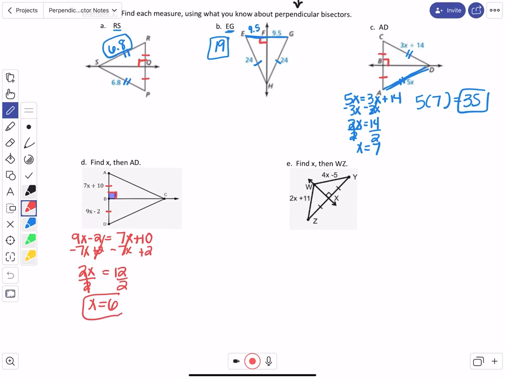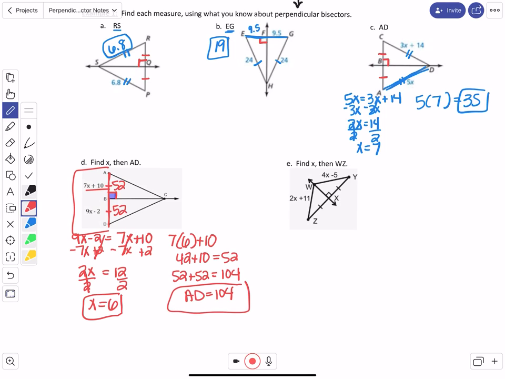So there's my x. Now it wants me to find AD. AD is all the way across. So if I plug it in on one side, right here, 7 times 6 plus 10. 7 times 6 is 42. 42 plus 10 is 52. So this side is 52, which means this side is also 52. So 52 plus 52 is going to be 104. So AD would be 104 because AD is all the way across.